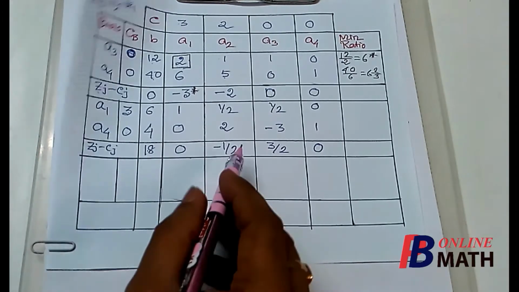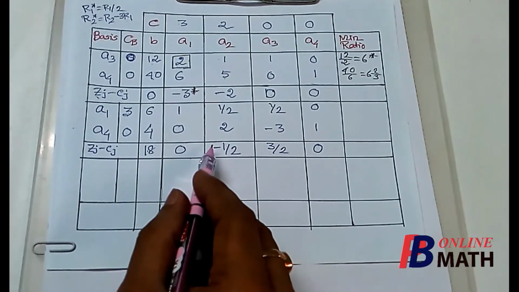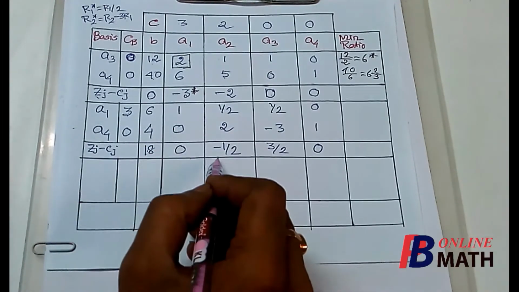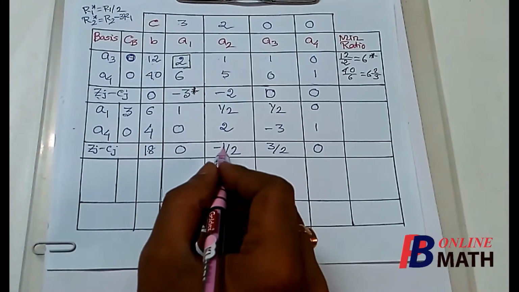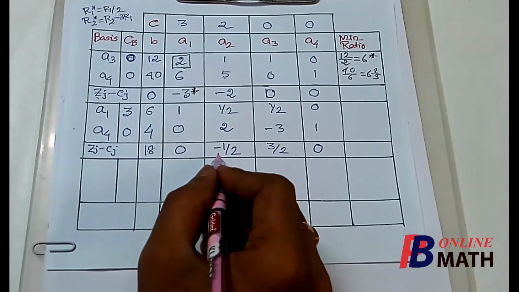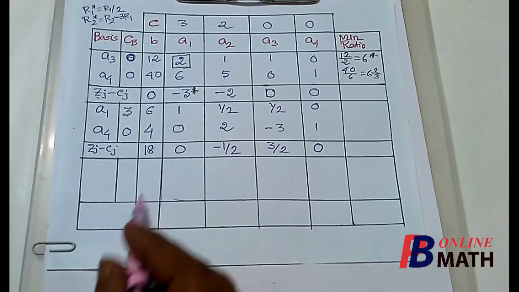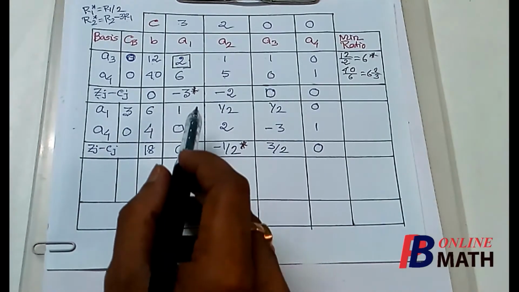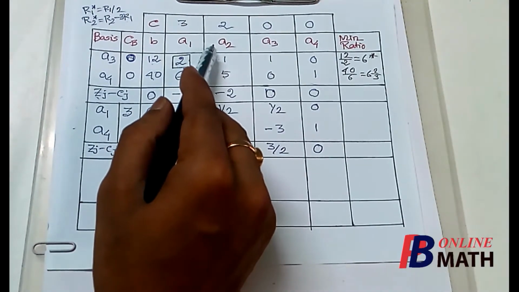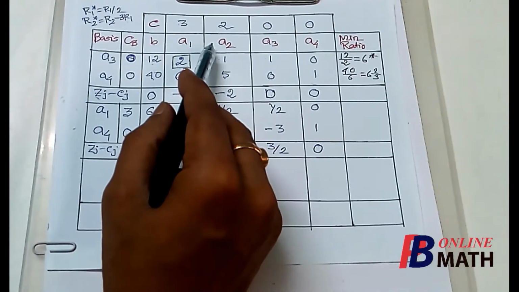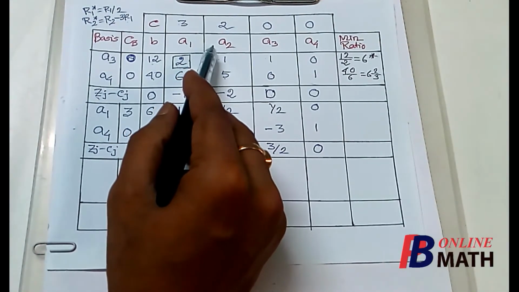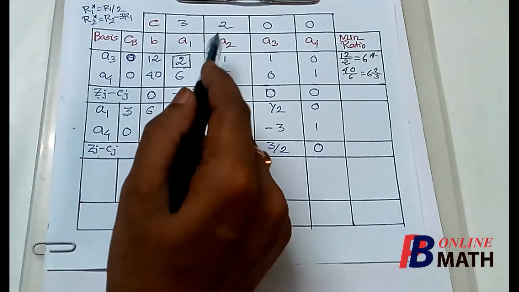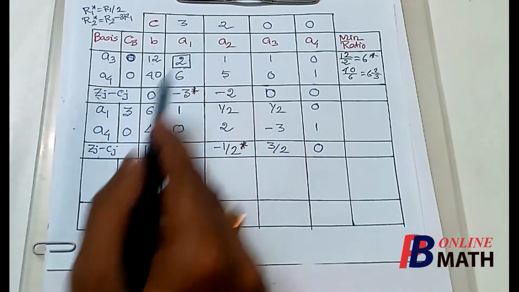Now here we find that this value is a negative value. So there is at least one value of zj minus cj which is negative. So the solution is not optimum. Therefore we have to find a modified solution. So this is the negative value, corresponding to the vector a2. So we can conclude that this variable x2 or this vector a2 will enter into the new basis. So this vector a2 will enter the basis.